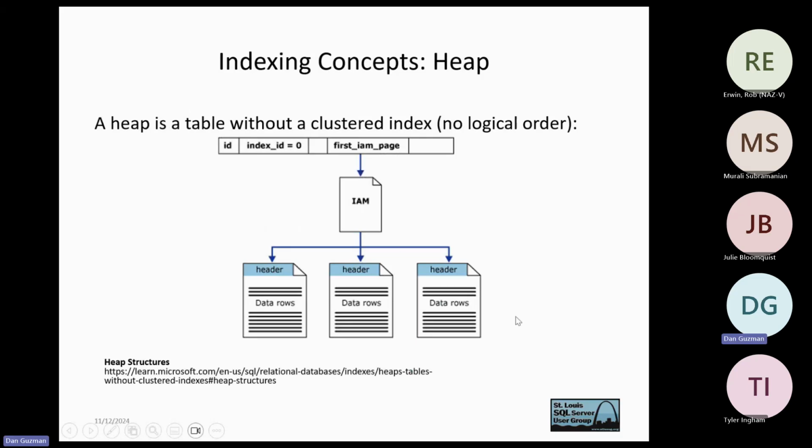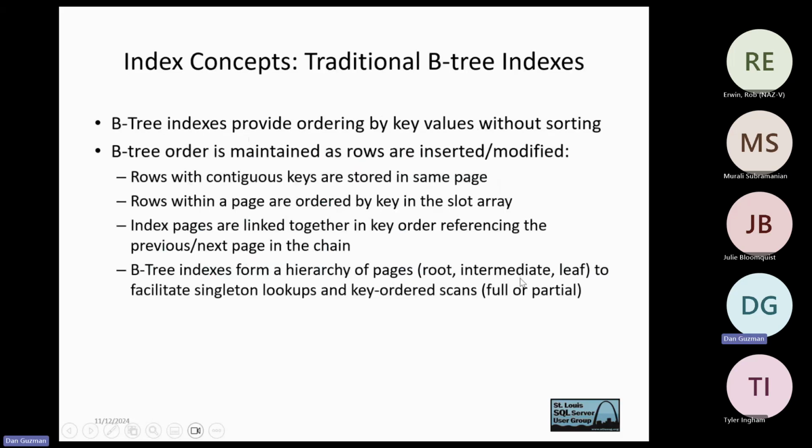So just again, I'm not really covering heaps in detail, but with heaps, there is no logical ordering of the data. It's wherever the data happens to be on disk and physically located. When SQL Server scans it, it just scans the data pages in allocation order, not any sort of logical order. With B-tree indexes, there's logical ordering that occurs.